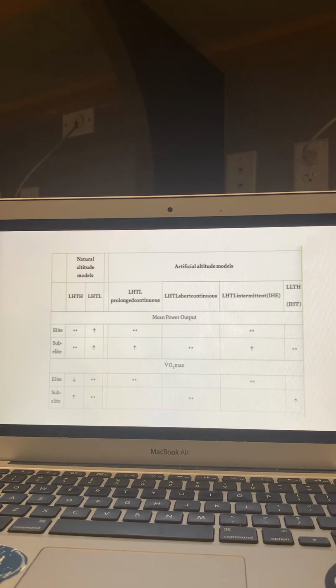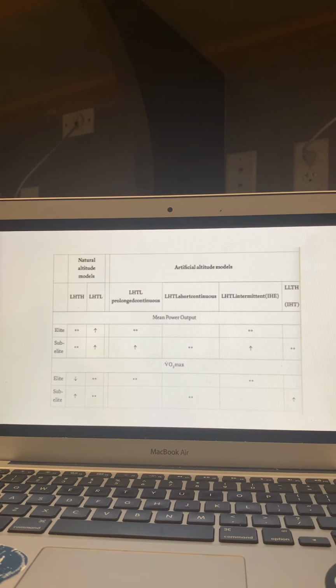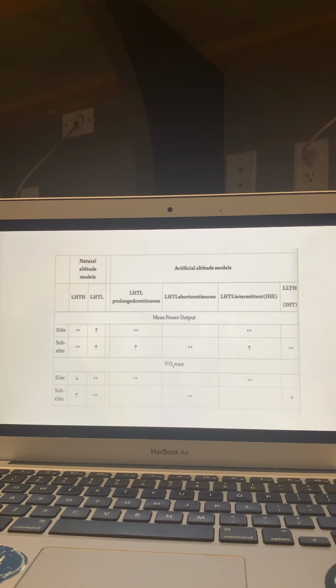The table shows that improvements in performance are not always correlated or associated with an increase in VO2 max, and that there are other physiological measures that could be causing the improved performance.